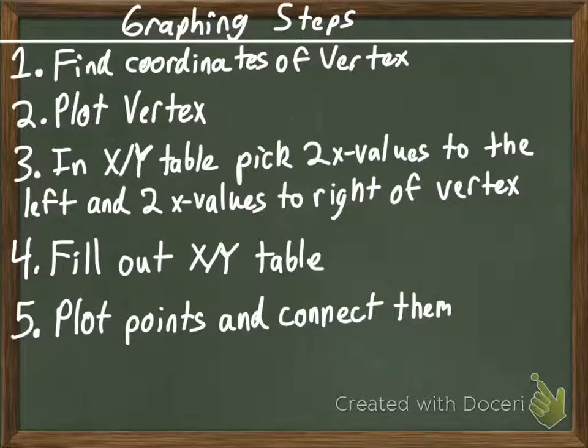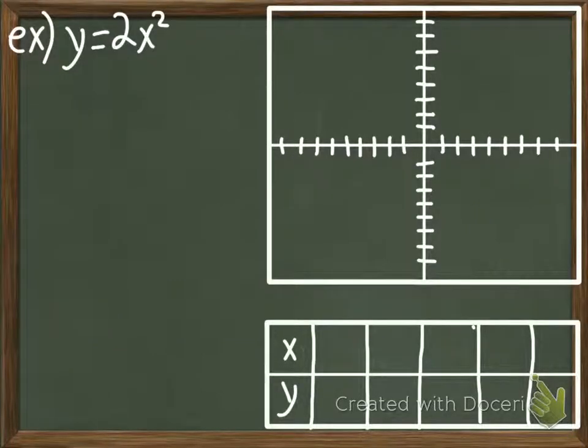Step 3, we're going to make an XY table. We're going to pick 2 x values that would be to the left of our vertex and 2 x values that would be to the right of our vertex. And then we're going to fill out our XY table using those new values. Then we're just going to plot all those points and connect them. So let's go to an example.